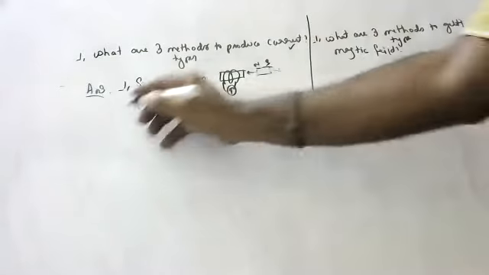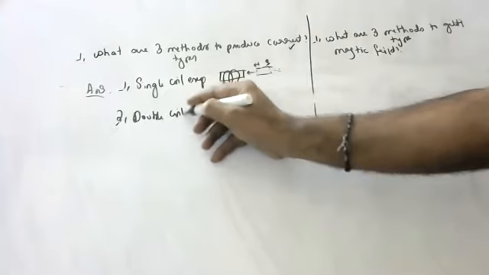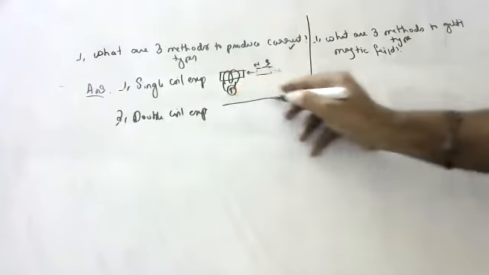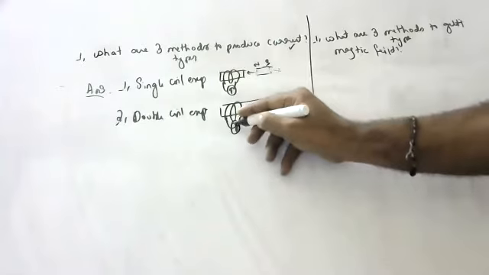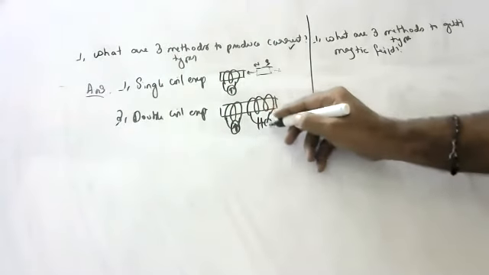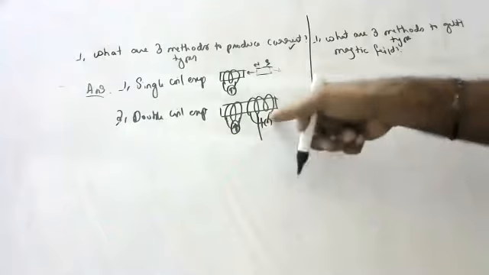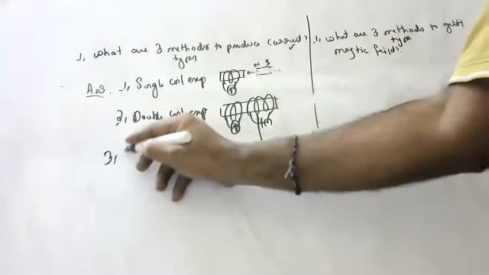Number two, children, double coil experiment. Do you remember the double coil experiment, children? Here we keep one galvanometer, and here we keep one battery and a switch. Here we switch on, switch off, switch on, switch off. That is another. And what is the third one, children?